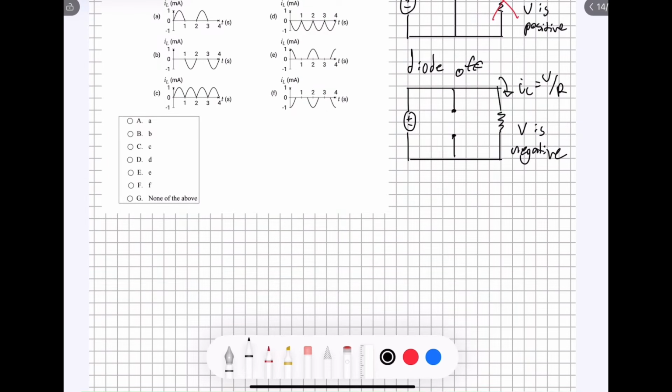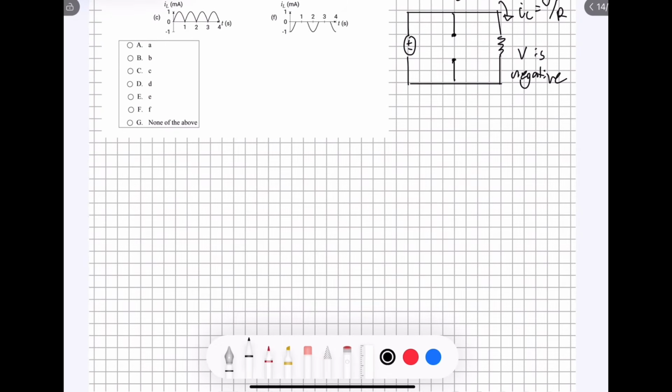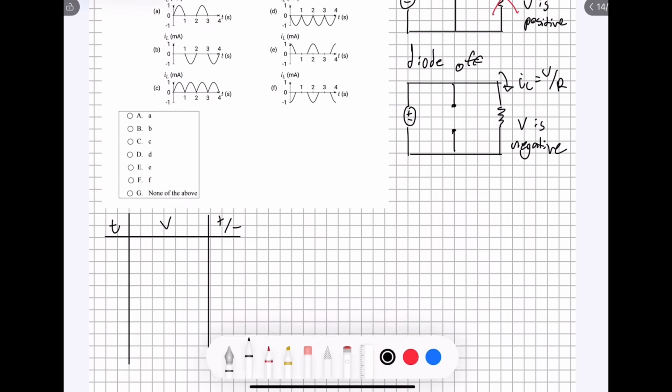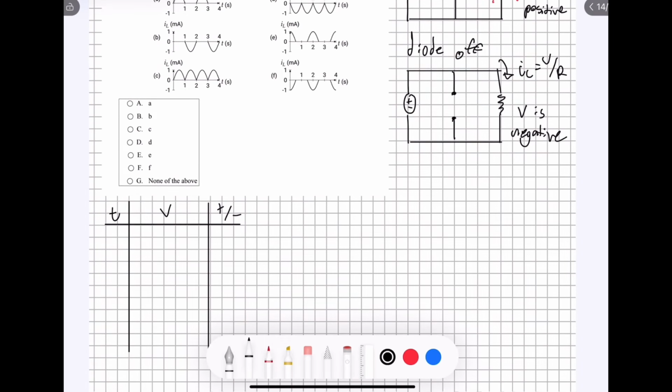In order to determine when V is positive and when V is negative, I would recommend creating a table like this, unless you're super familiar with how sine functions behave, in which case you probably don't have to, but this will probably make it easier for a lot of people. This table is going to tell us what the time value input is, what the voltage based on that time would be, and whether the voltage is positive or negative.